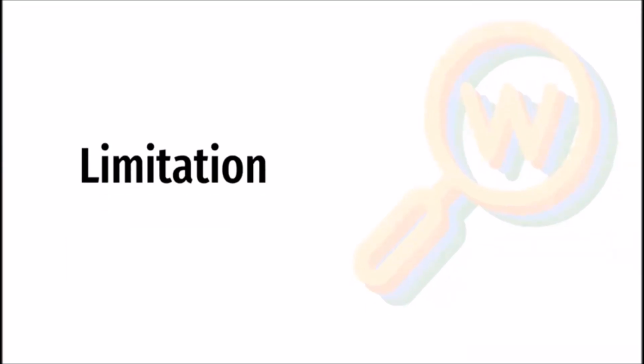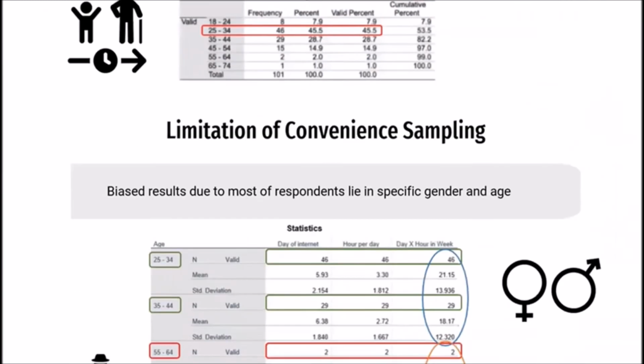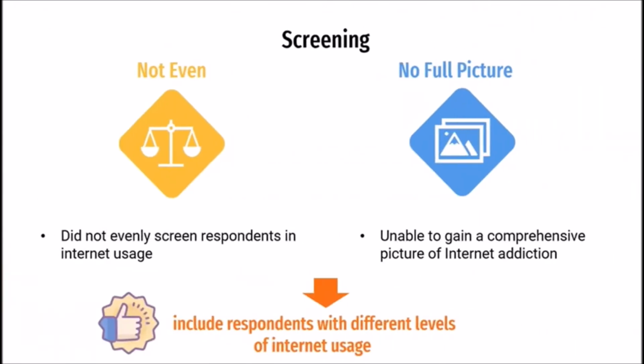For limitations, since convenience sampling is used for our study, participants exhibit certain characteristics in age and gender as shown in the diagram, which may induce the possibility to under- or overestimate population results. Therefore, for improvement, we would like to suggest a screening procedure in convenience sampling or the use of randomized sampling for recruitment. This will increase sample representativeness of the population.